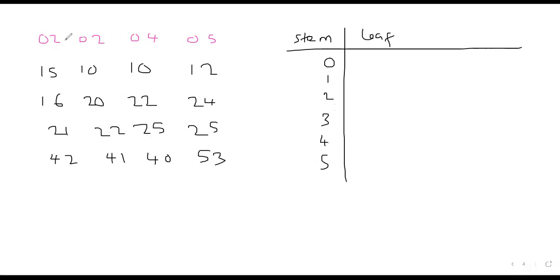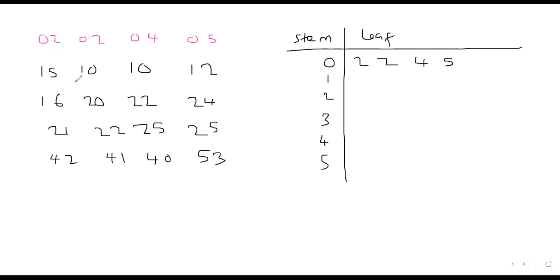So for the zeros, the 0, 2. Since it's already a starting number, just put a 2 there. The next number is another 0, 2, so you put a 2. The next number is 0, 4, you put a 4. And the last number is 0, 5. For the zeros, we are done.